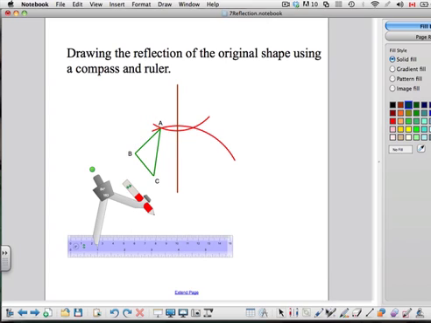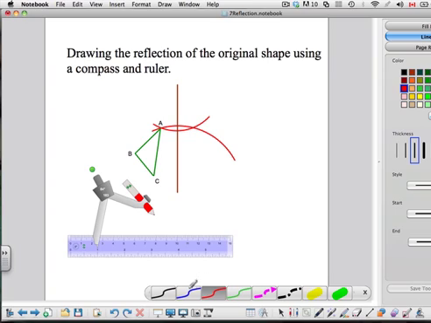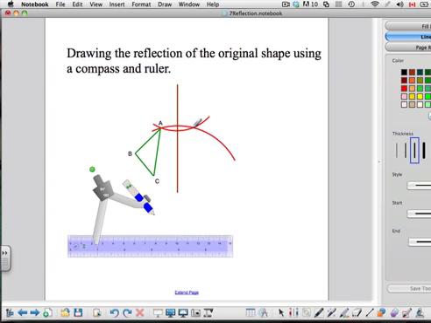Now you see that the arcs intersect. So I will put a point at the second intersection, which if you notice is exactly the same distance as A. So I'm going to call this A prime. There's A prime. Now let's do B.